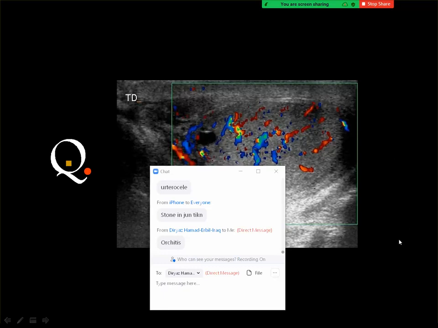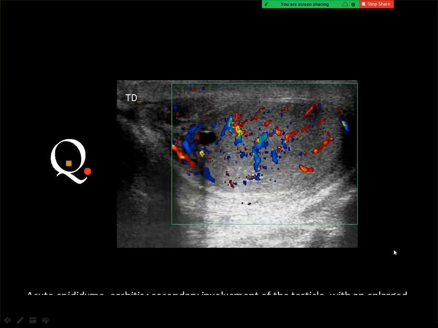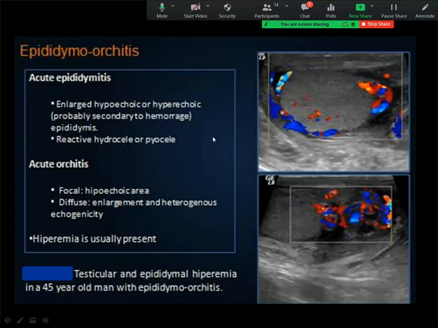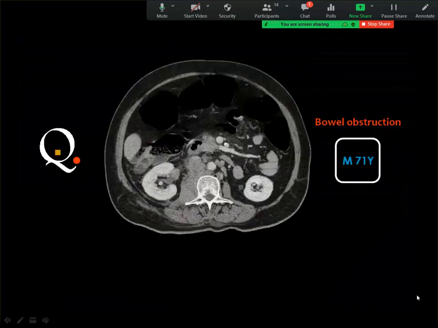Orchitis, yes. And you see that the testicle is diffusely involved by the pathology, the testicle is swollen, and you see also some vascularity in the epididymis, and this is epididymo-orchitis. In epididymo-orchitis, you can see an enlarged hypoechoic or hyperechoic epididymis. If the lesion is confined only to the epididymis, there may be a reactive hydrocele or pyocele. In acute orchitis, you get a focal hypoechoic area, diffuse enlargement with heterogeneous echogenicity, and you may get both together in the same patient.